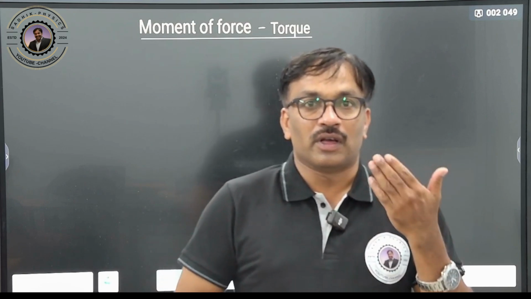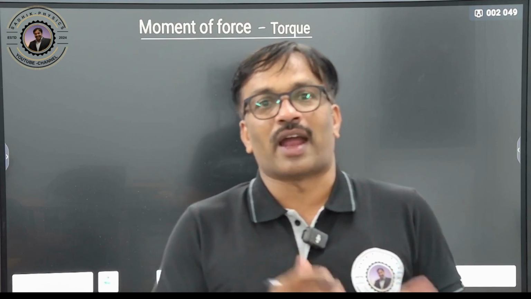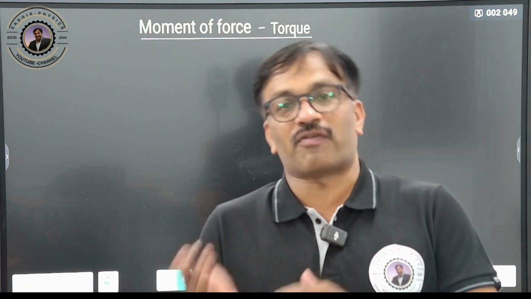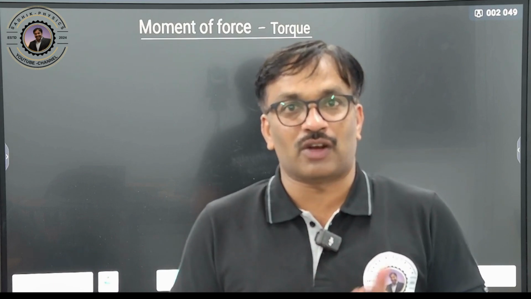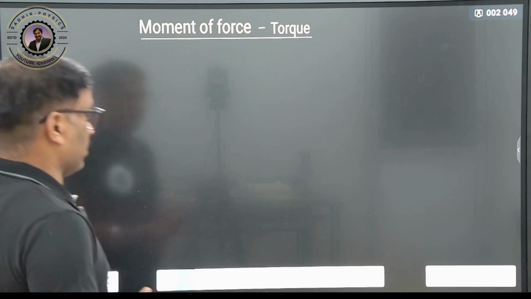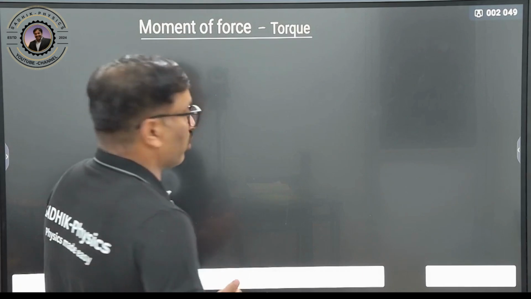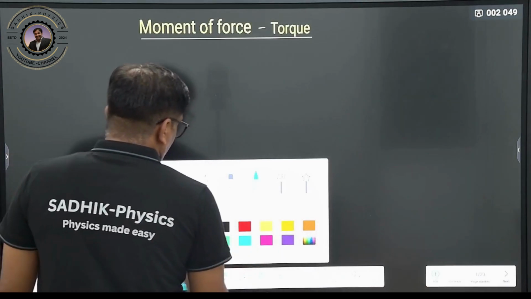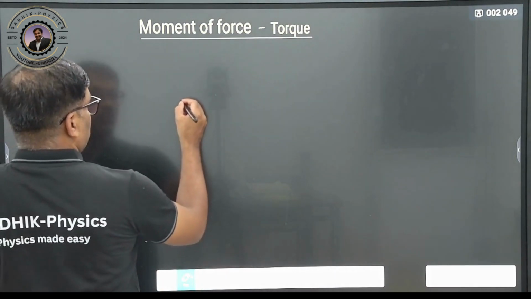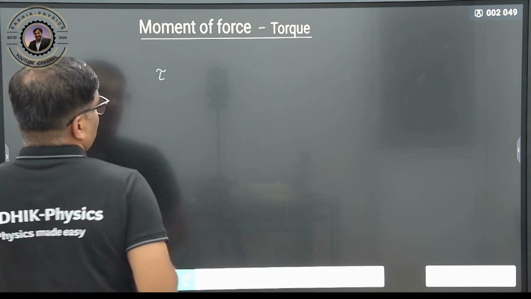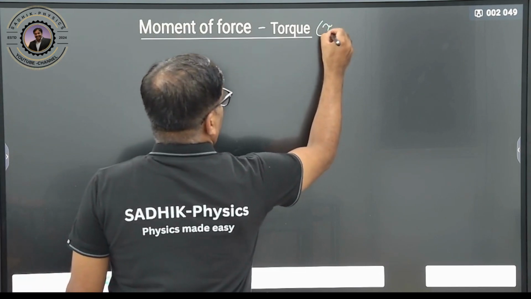We already studied that for every rotational motion there is angular momentum, the moment of momentum. Similarly, there is force, and the moment of force will make an object turn or rotate. Now how to calculate this moment of force is very simple. So moment of force, or we can call it torque, we denote it as tau.